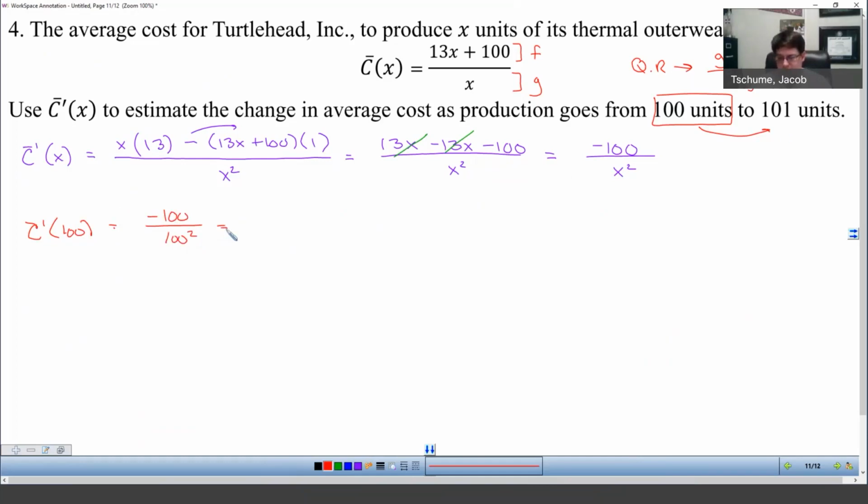I believe I know what that is, but let's just make sure with my calculator. You get negative, and this is money, negative 1 cent. So our estimation is that the average cost of production is going to go down by 1 cent. This is a decrease as you increase to 101 units. If you think about it logically, that is a good thing to have, because if your average cost is going down by a penny, you're hopefully making more profit in the end.